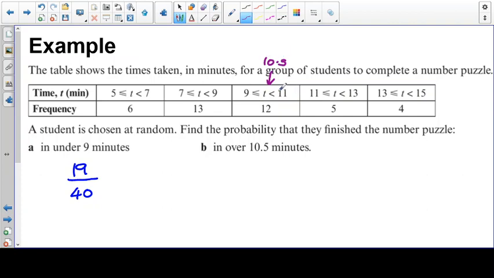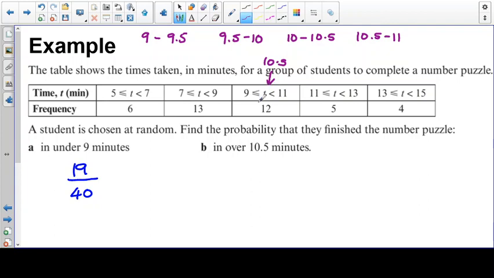10.5, if you think of this as a group of size 2. So if we split that into 4, it's going to go from 9 to 9.5. It's going to go from 9.5 to 10. It's going to go from 10 to 10.5, and then from 10.5 up to 11. So if we split it in 4, this is the one. 1/4 of those took longer than 10.5 minutes.